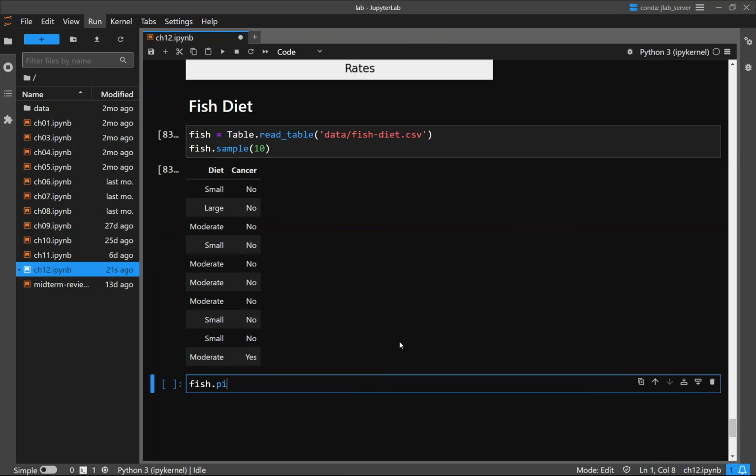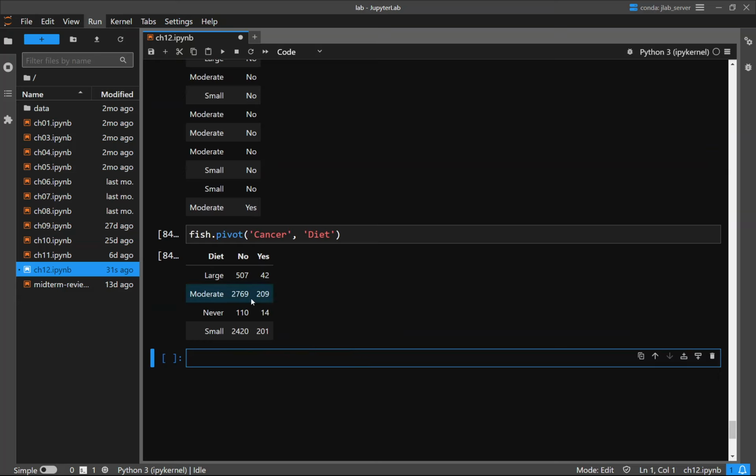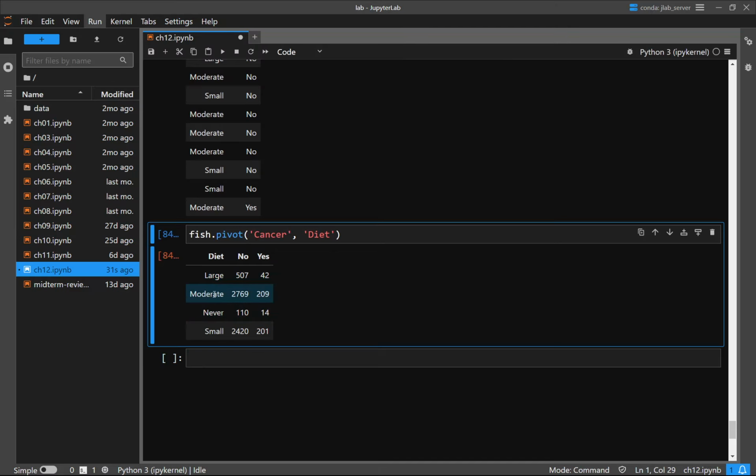So let's do fish. Let's do a pivot table on cancer on the x and diet on the y. And so here's their numbers. How many different diets could you have? It's large, moderate, never, and small amounts of fish. And then here is cancer amounts. 42 out of 42 plus 507 of large fish eaters got cancer. 209 out of 209 plus 2769 of moderate fish eaters got cancer, and so on and so forth.